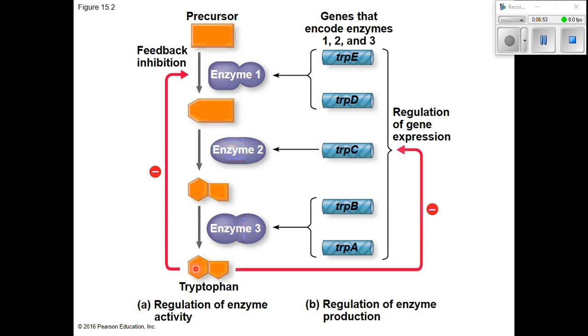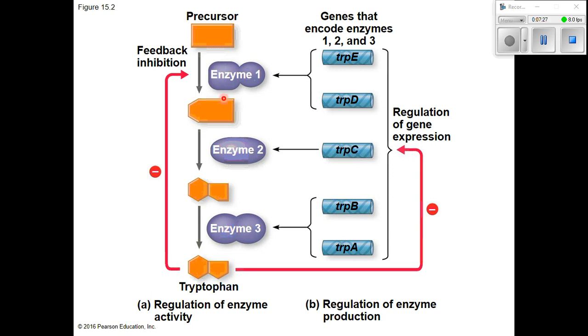coli can regulate their tryptophan pathway. Here's the other way. If you notice, there are 1, 2, 3, 4, 5 different genes in the E. coli genome that code for these various enzymes. So there's two different genes that code for enzyme number one, there's one gene that codes for enzyme number two, and there's two genes that code for enzyme number three.